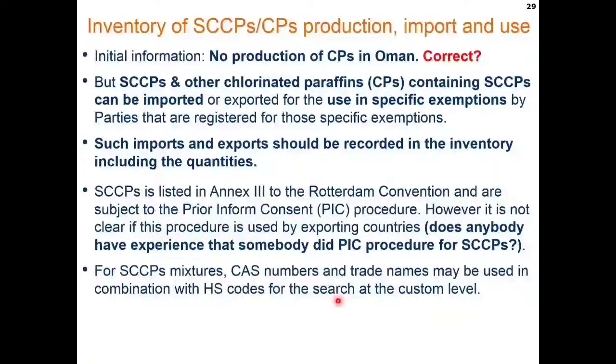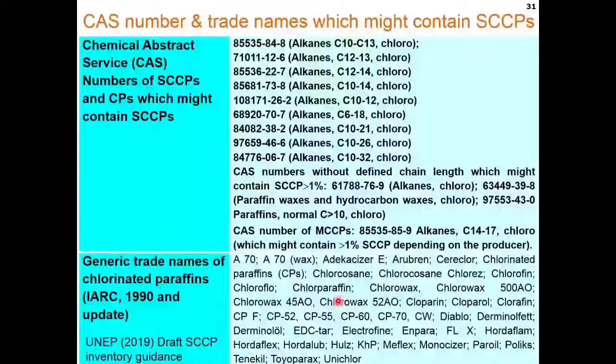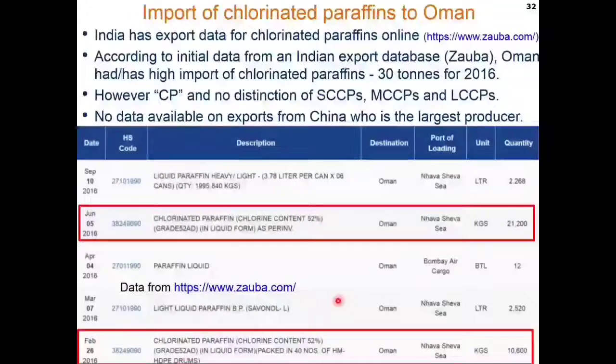We have CAS numbers, we have HS codes which indicate chlorinated paraffin import. These HS codes, I don't show the details, are listed in the inventory guidance, but please take care, these HS codes are not specific. Therefore, you need to also look at the CAS numbers. And also in our guidance, we have included the different CAS numbers of different chlorinated paraffin mixtures. You can then check for details in the imports.